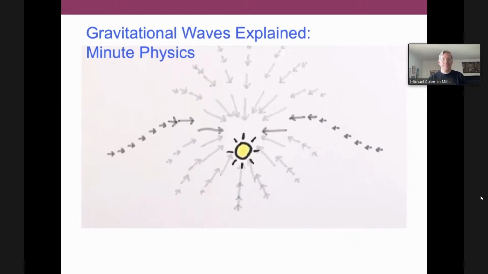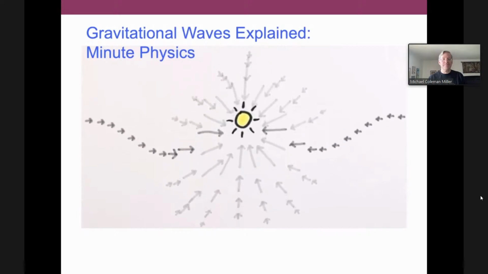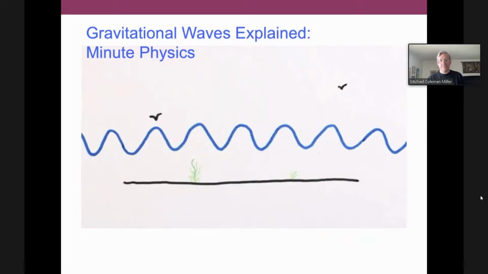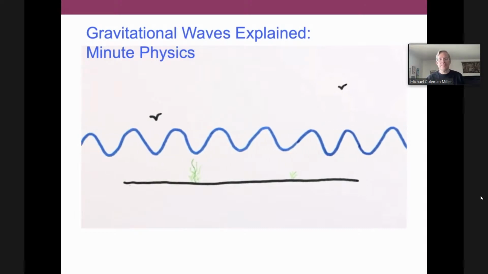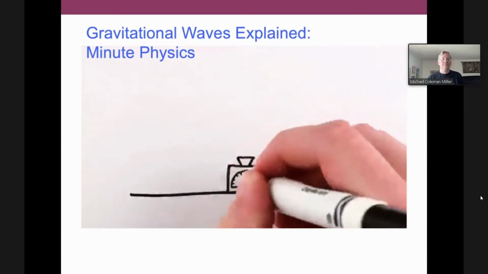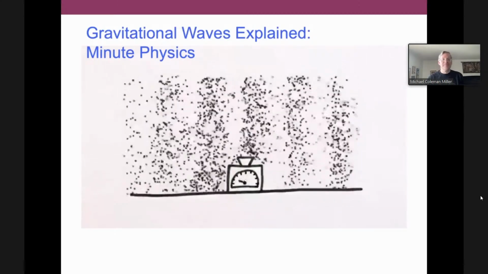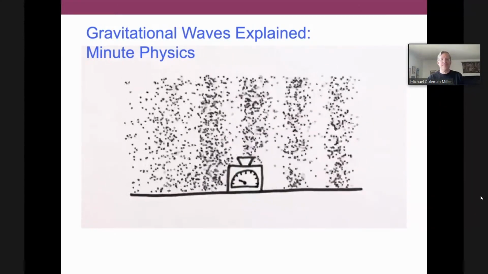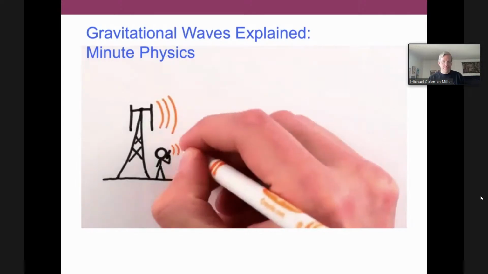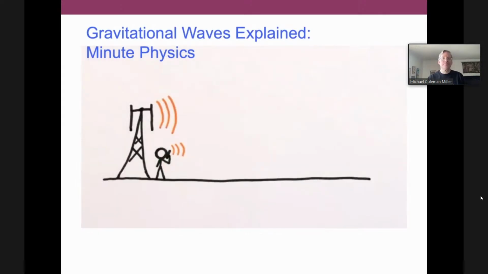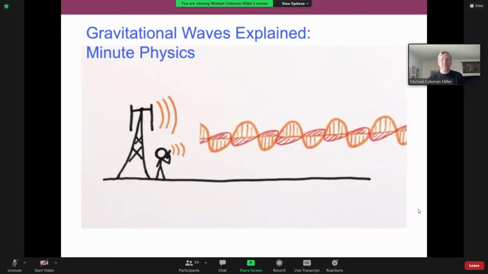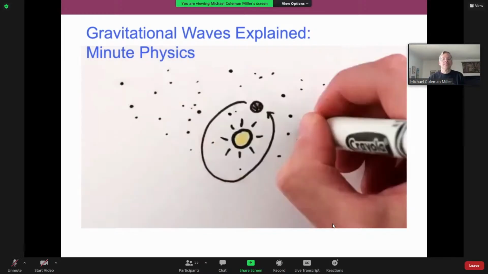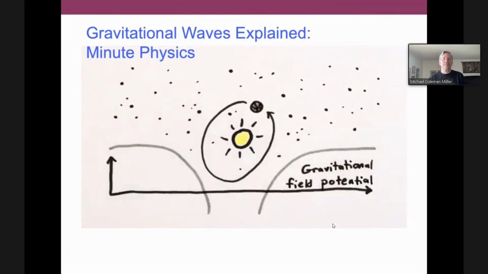So what's doing the waving? In the case of water, the height of the water increases and decreases at any particular location as the waves travel past. In the case of sound, the pressure of the air increases and decreases at any particular location as the waves travel past. In the case of radio or cell phone signals or any other electromagnetic waves, the electric and magnetic fields get stronger and weaker at any particular location as the waves travel past. And in the case of gravitational waves, the gravitational field gets slightly stronger or weaker as the waves travel past.